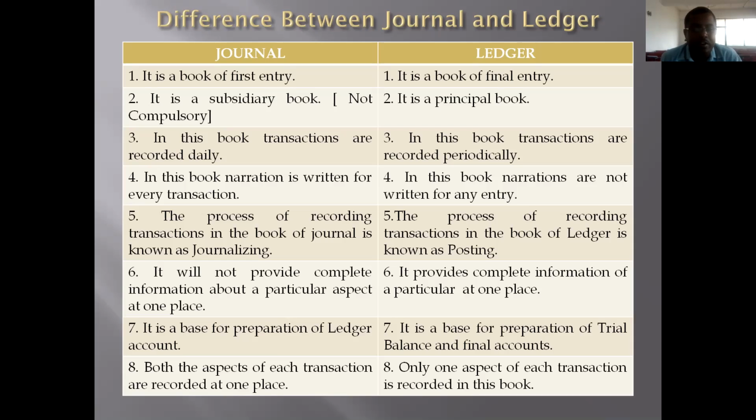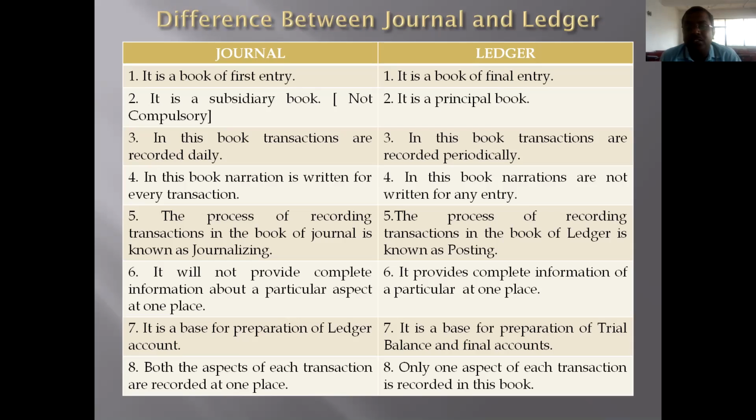Okay, let us move to the third difference. In case of journal, transactions are recorded on a daily basis. See here, in this book, transactions are recorded on a day-to-day basis, which means on an up-to-date basis. But in case of ledger, transactions are recorded on a periodical basis.